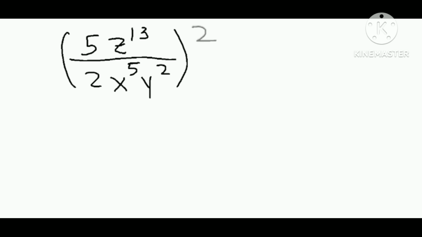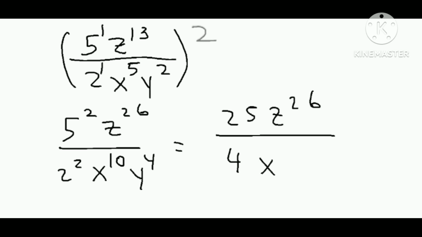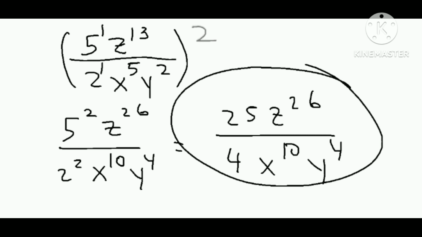So now we can square everything. Let's multiply every exponent by 2. So we have 5 squared, z to the 13 times 2 is 26, and then 2 squared, x to the 10th power, y to the 4th. 5 squared is 25, and 2 squared is 4. So this is the final answer.